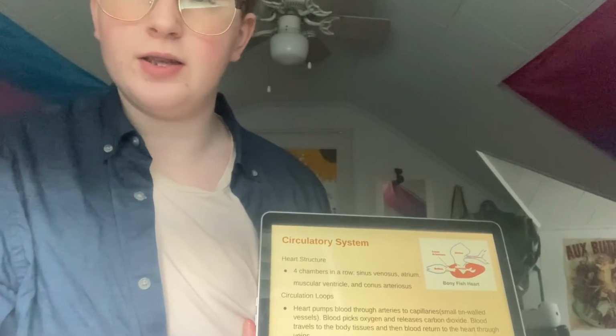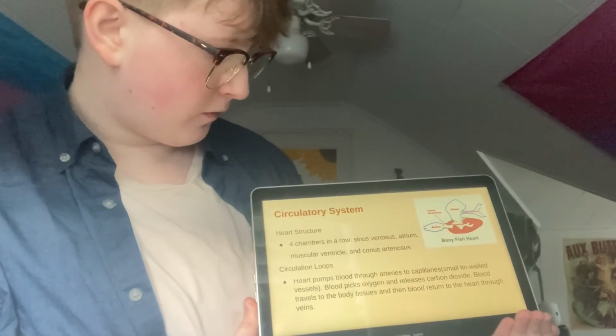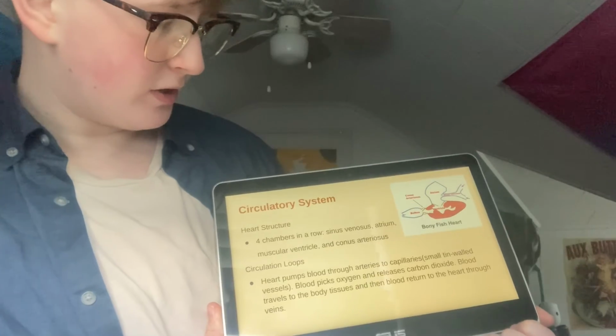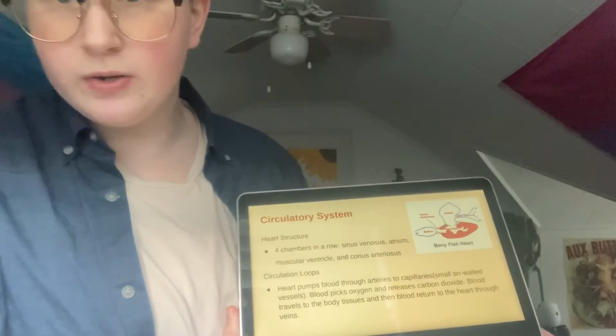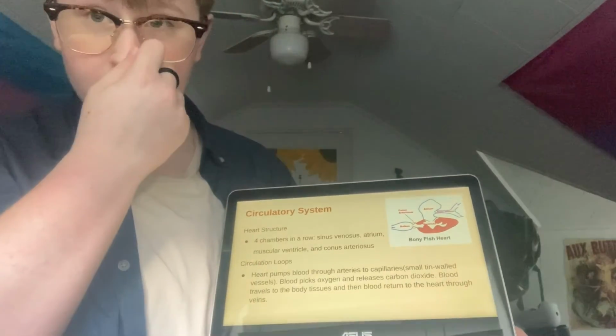Let's talk the circulatory system. So the heart structure, there are 4 chambers in a row. We have the sinus venosus, the atrium, muscular ventricle, and conus arteriosus. And then there's also circulation loops.